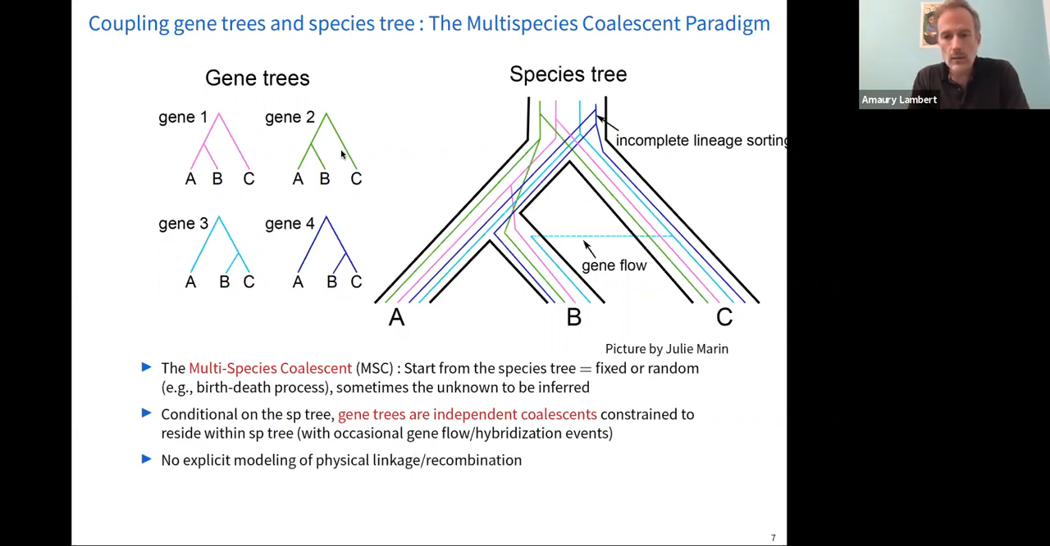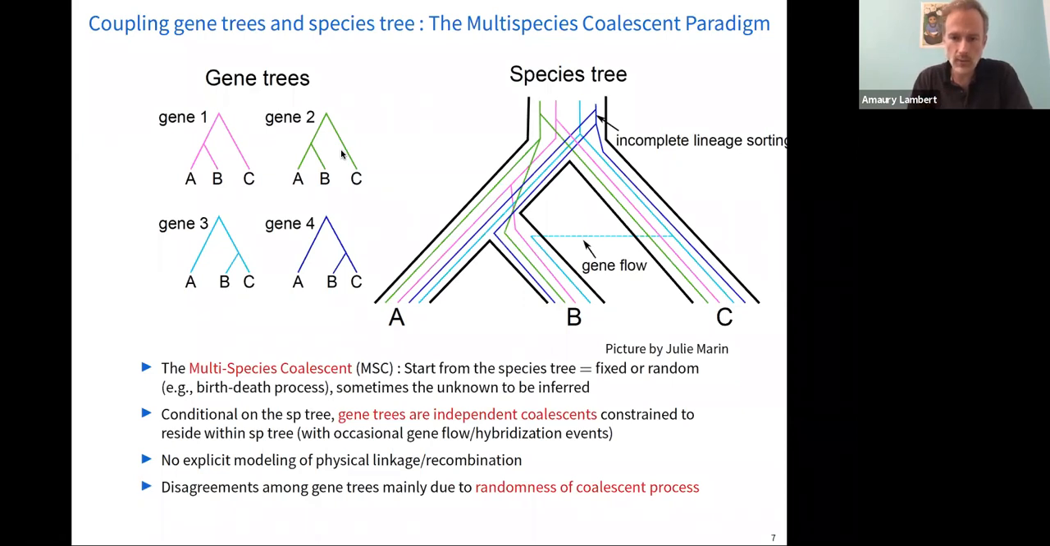Notice that in this model, there is no explicit modeling of physical linkage, the fact that you're looking at the ancestry of genes that might be located at neighboring locations on the genome. Here we assume that there's no recombination, like if genes were all on different chromosomes. And so here, disagreements between gene trees, except in the case when you allow for gene flow, are mainly due to the randomness of the coalescent process, as you can see in the case of the dark blue gene 4.